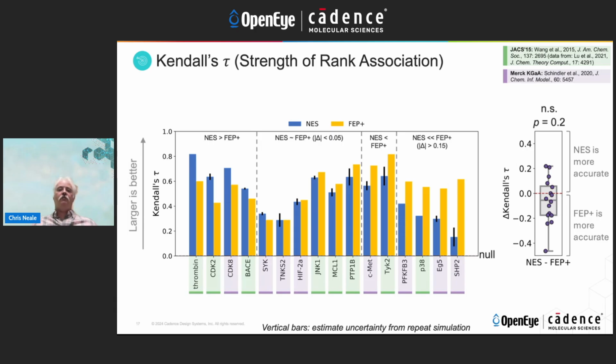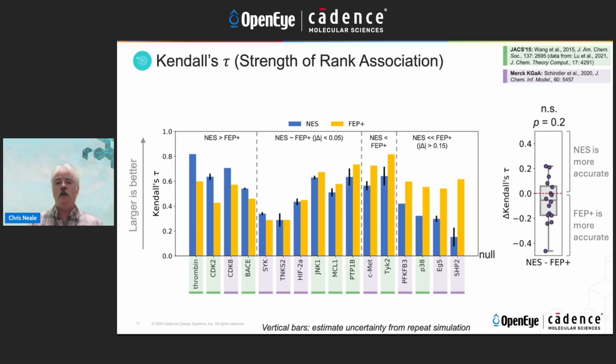So in addition to comparing these methods between one another, we can compare them to methods that are available outside of OpenEye. So here I'm comparing our NES to Schrödinger's FEP+. And this is for those same 16 protein targets. I'm still comparing by Kendall's tau. Larger is better. And for each target, I've got a bar in blue for the NES Kendall's tau and a bar in yellow for the FEP+ Kendall's tau. I've arranged the targets from left to right on the bottom such that NES most outperforms FEP+ on the left, and FEP+ most outperforms NES on the right.